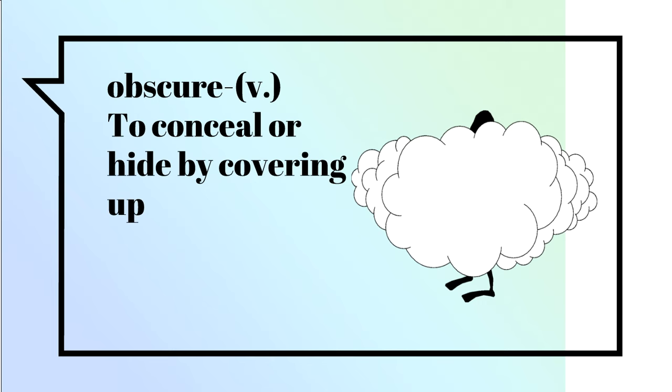The next word is obscure. Obscure is a verb meaning to conceal or hide by covering up. If one thing obscures another, it prevents it from being seen or heard properly. If something or someone is obscure, they are unknown or known by only a few people.